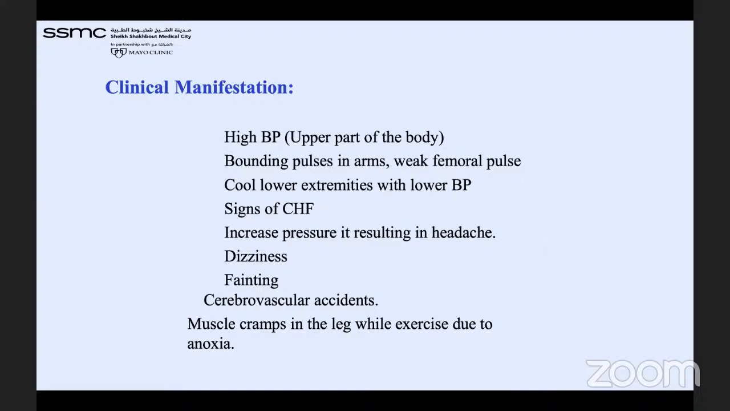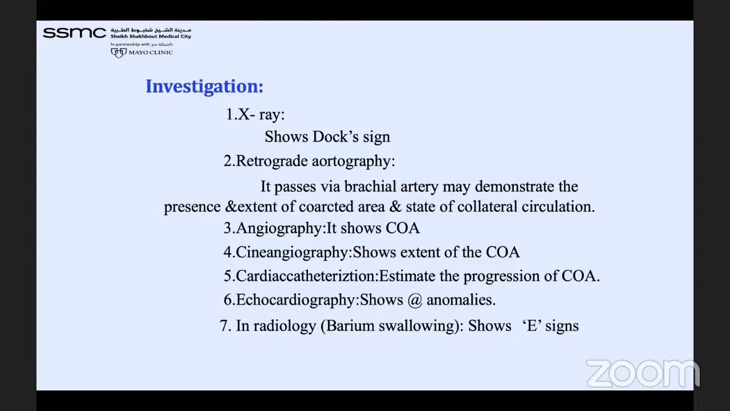So there is high blood pressure, bounding pulses in the arms, weak or absent femoral pulses, cool lower extremities, and signs of congestive heart failure. If the kid is big, then there is dizziness, fainting. Cerebrovascular accident can happen. Muscle cramps in the leg while exercising can happen due to anoxia of the lower extremities. X-rays show the dock sign. Actually, I don't know what the dock sign is, but there is something called the dock sign. I will find out what it is, but I don't know myself. Maybe some cardiologist or radiographer can tell about it.